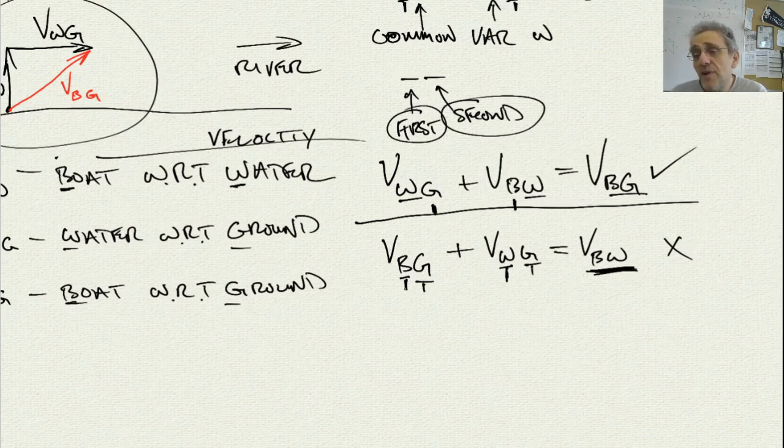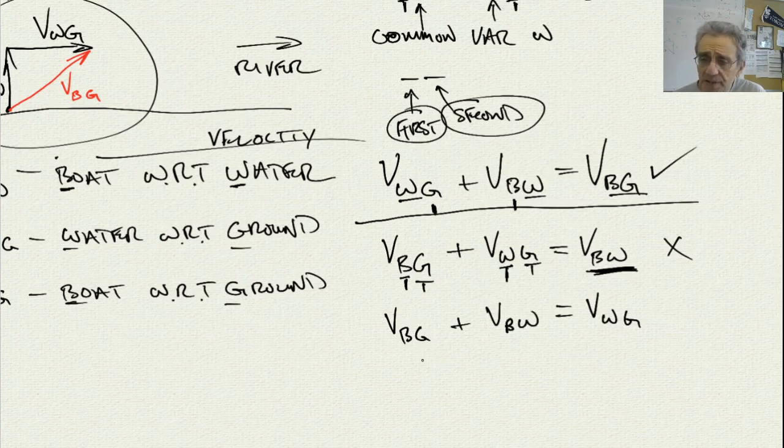Let's try writing it in a different way now, where there's only one other wrong way in which we could do it. And let's say the resultant is WG. And now, let's say we have BG plus WG, not WG, BW.